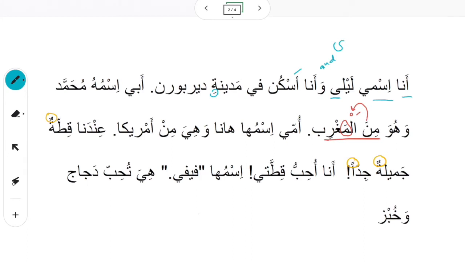madinati Dearborn. If we were to spell this out, Dearborn. Dearborn. Okay. Ana ismi Layla wa ana askun fi madinati Dearborn. So if you were to try to figure out what this word meant, because you may have circled this in the beginning, saying you weren't sure what this means. Well, now you can try to figure it out through context. My name is Layla, and I blank fi Madinati Dearborn, in the city of Dearborn. So what do you do in the city of Dearborn? Live. And notice here's your clue.